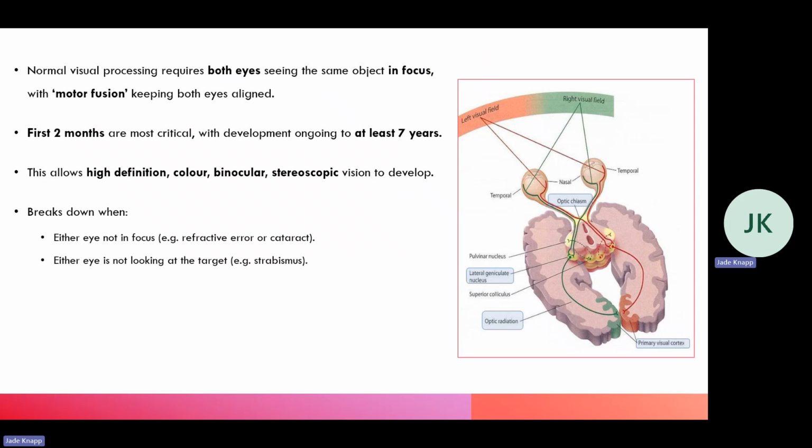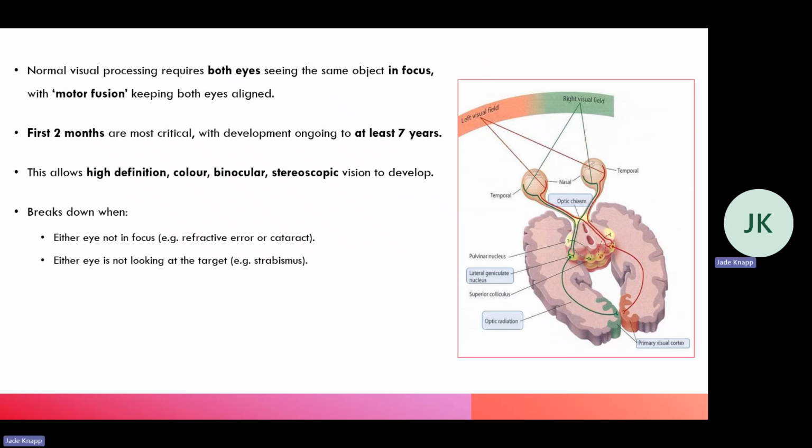So when does this break down? Well, both eyes need to be in focus. So if one eye is not in focus, then you've lost one of those images. So if one eye has a high spectacle prescription and the other one doesn't, which kids and adults can have, then you've got one blurry image, one sharp image. You're not going to have normal visual development. Or if there's a cataract in the way, you're not going to have a good image from one eye.